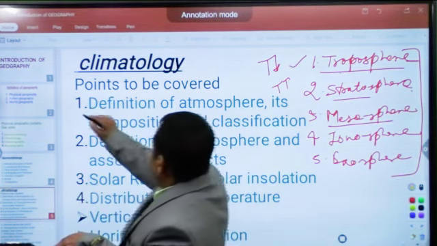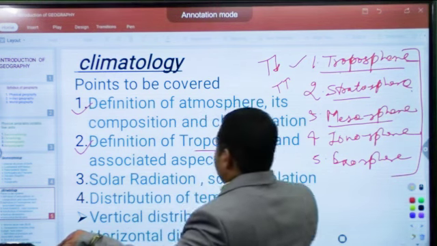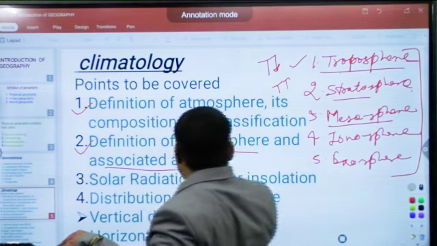The next topic, definition of troposphere and associated aspects.